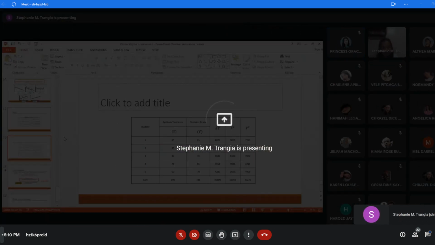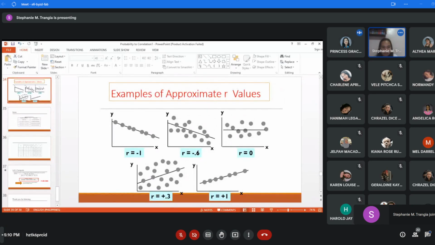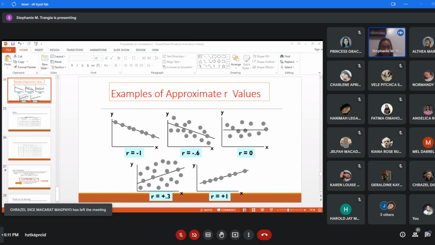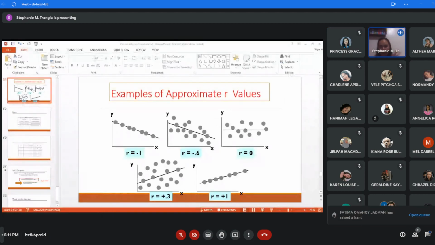Approximate lang siya, bali, vary siya. Pwede siya negative 0.6, pwede po doon sa 0.6. It's based on the data points. Sometimes if the data points are closer, it moves closer to negative 1 if the trend is downward. But if the trend is upward, the data points are closer to 0.8, 0.6, 0.7, so it depends. That's why it is called approximate.